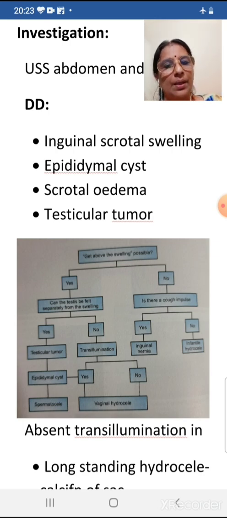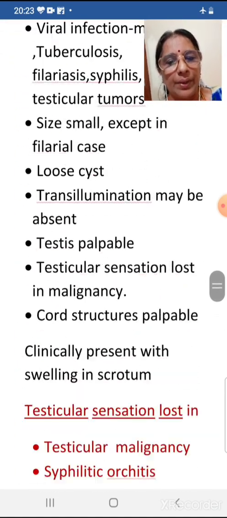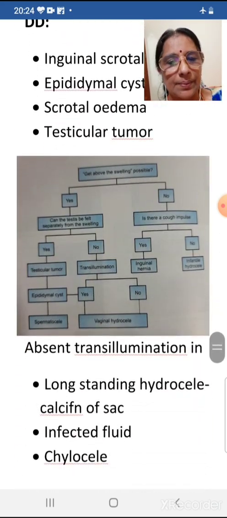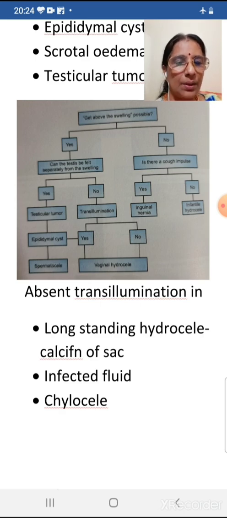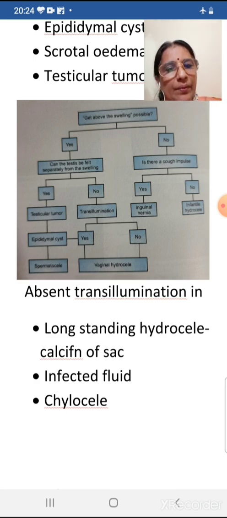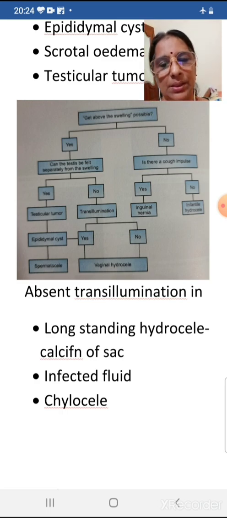Even if it is a scrotal swelling, if you can separately palpate the testis from the scrotal swelling, that means it is a case of testicular tumor or an epididymal cyst or a spermatocele. When you get an absent transillumination test in a long-standing case of hydrocele, it is because of calcification of the sac. If the fluid inside the hydrocele is infected, you will not get transillumination. Chylocele, hematocele, meaning collection of blood in the tunica vaginalis, also give no transillumination.